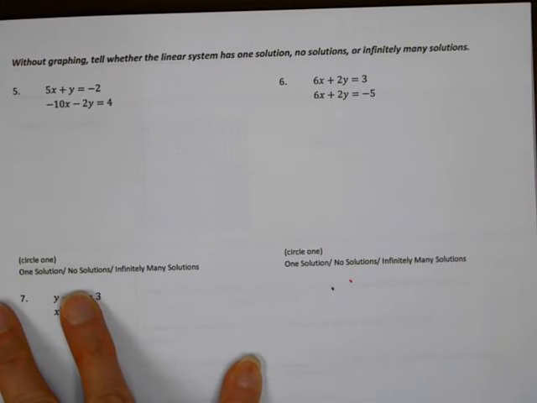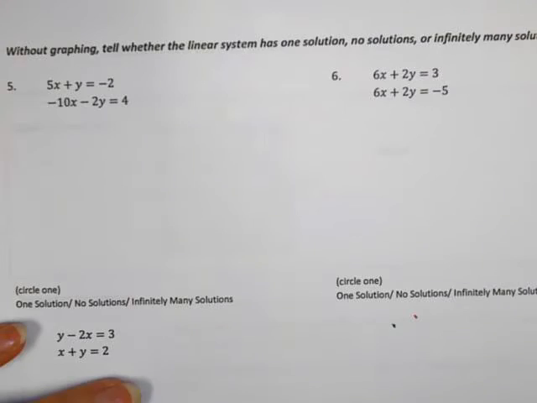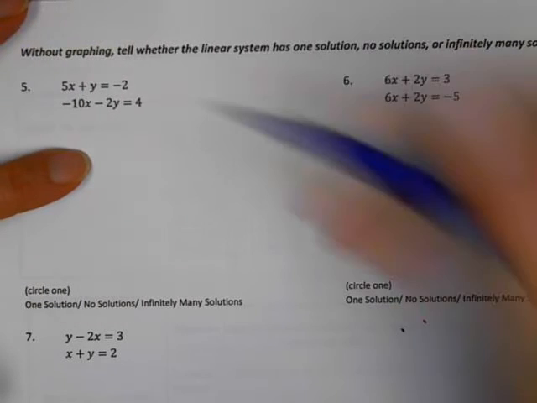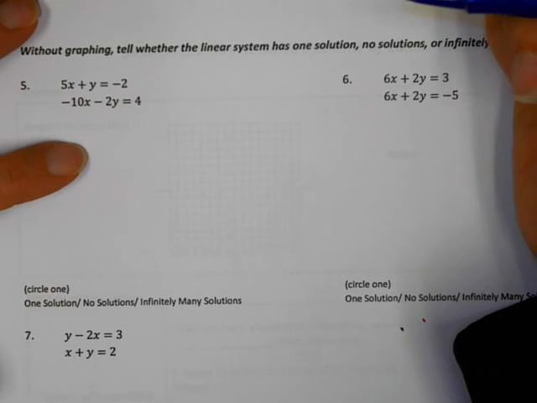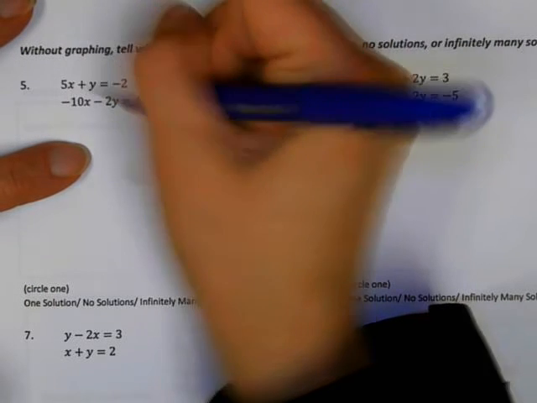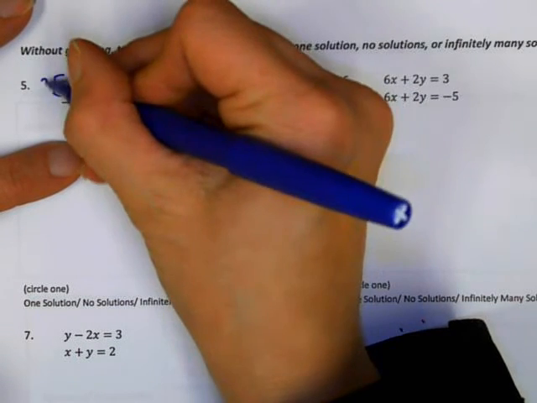This time they want us to do algebra. Let's zoom in here. We're going to do algebra to figure out how many solutions they have. Is it set up for elimination? Yeah, kind of. I could do elimination or substitution, but I can't do graphing. I'm going to do elimination since they're all lined up. I'm going to multiply this top equation by the number 2.